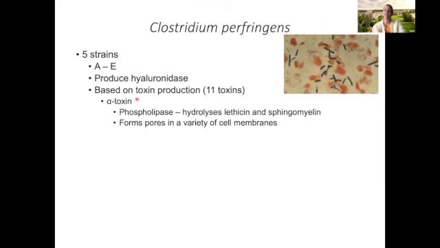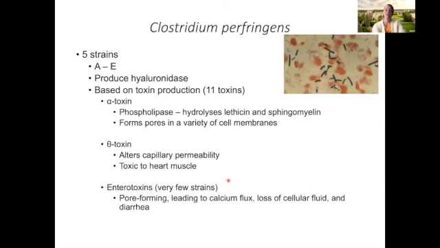Alpha toxin is the most potent. It is a phospholipase. So it breaks down these molecules lecithin and sphingomyelin, which are in the cell membranes of a variety of cell types. And this causes the formation of pores in those cell membranes, which is going to outright kill cells and cause tissue destruction. Theta toxin is one of the other very important toxins. This one actually alters capillary permeability. So it makes the capillaries, our blood vessels, more leaky. And it's also toxic to heart muscles if it makes its way through the bloodstream to the heart.